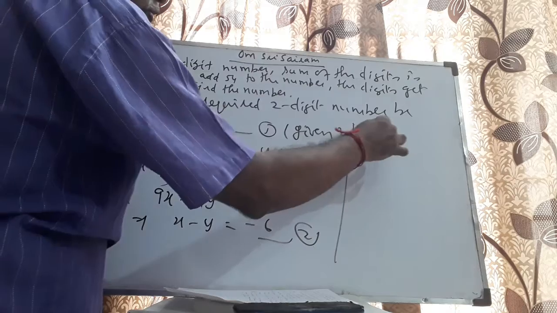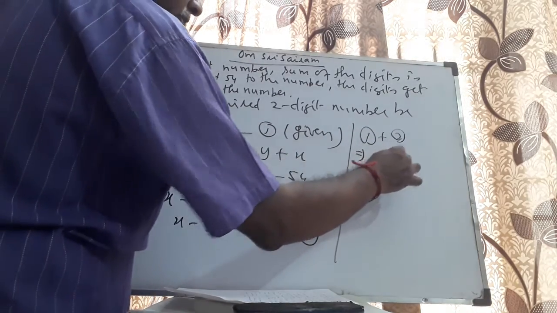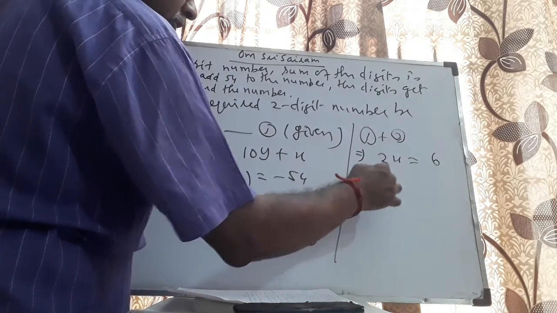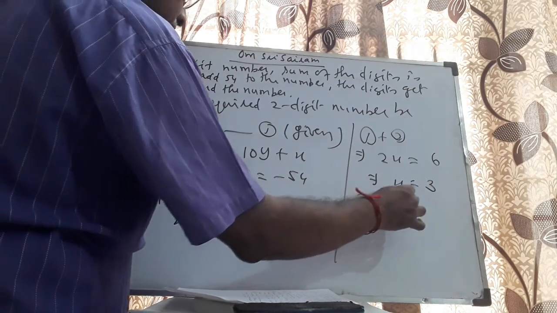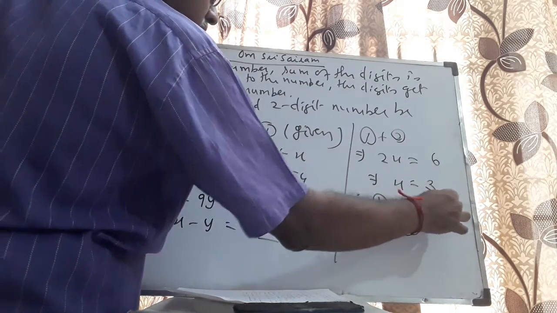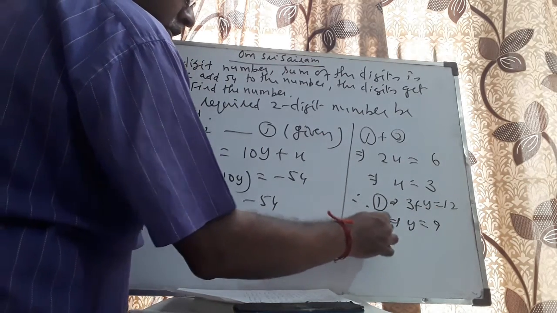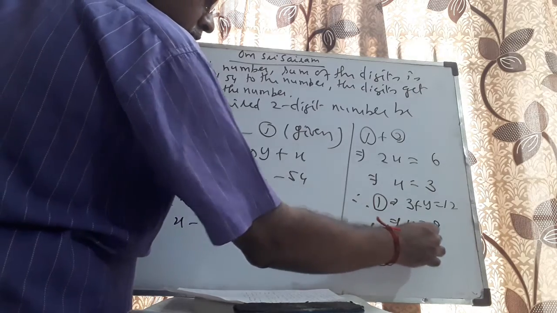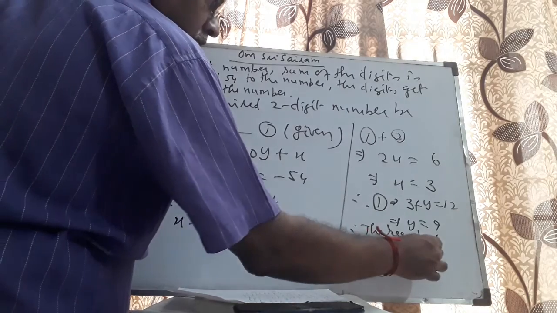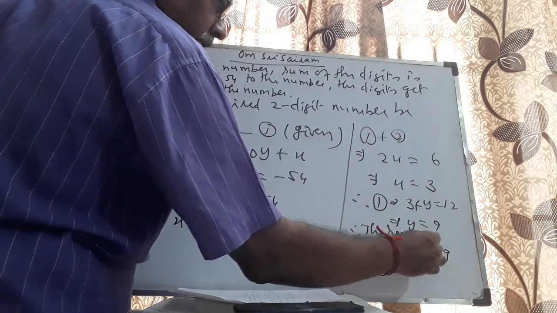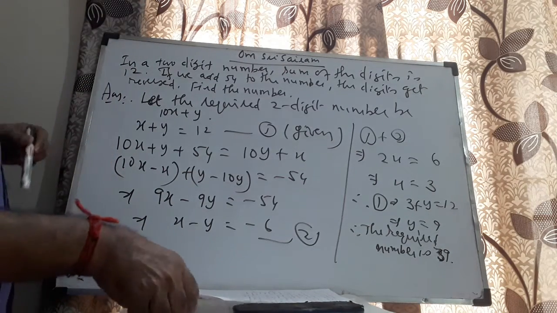Just add 1 and 2. I will just solve using the elimination method. I will get 2x is equal to 6, 12 minus 6 is 6. Therefore, x is equal to 3. Therefore, from 1, 3 plus y is equal to 12, which implies y is equal to 9. Therefore, the required number is 39. Don't write 93. It is 39. Required number is 39.